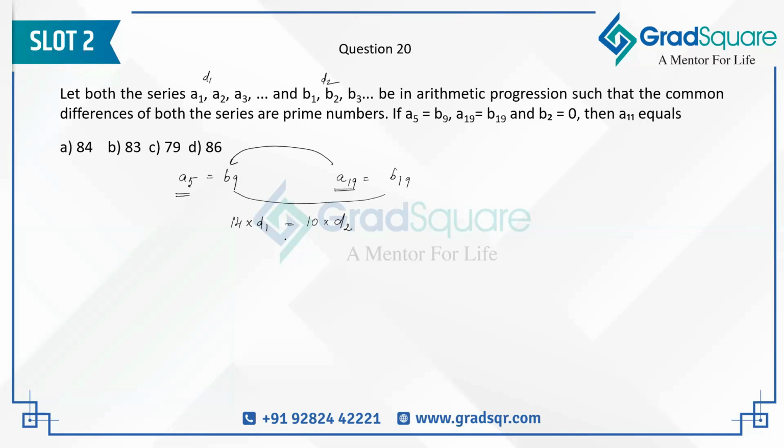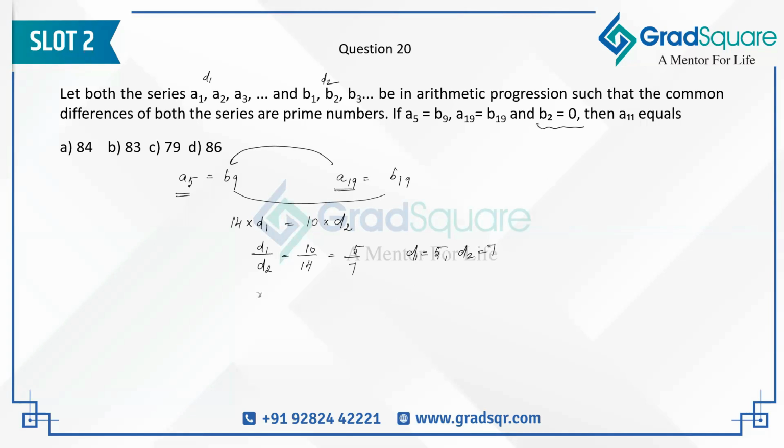Right? So next, I know that D1 by D2 is equal to 10 by 14, or it's going to be nothing but 5 by 7. Now since D1 and D2 have to be prime numbers, there's no other option to take that. D1 is 5 definitely. You can't take multiples of 5 because they don't become prime numbers. And D2 has to become 7. There's no other option. Okay, now B2 is equal to 0.